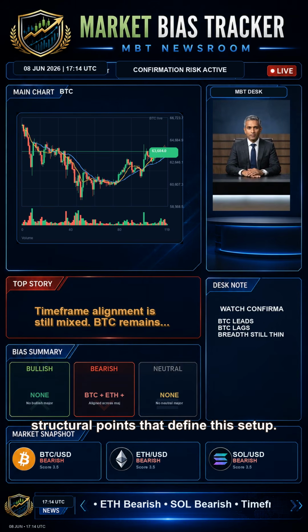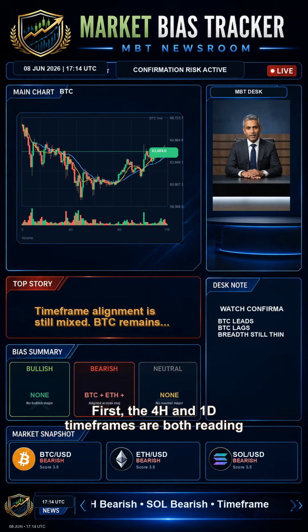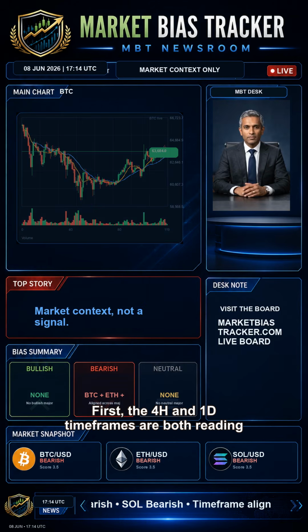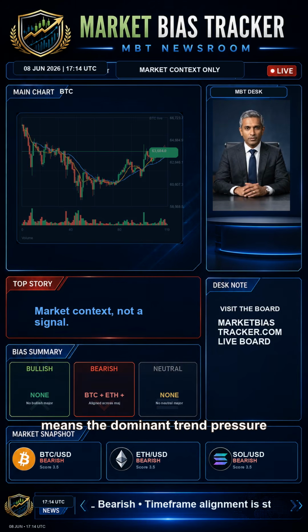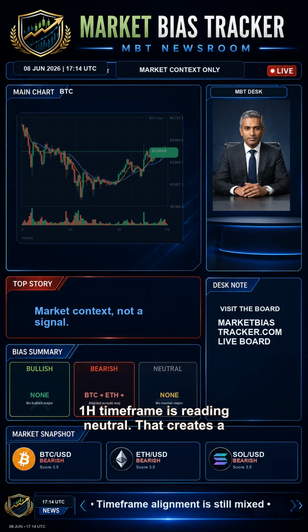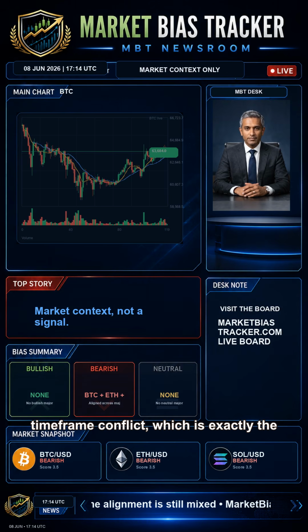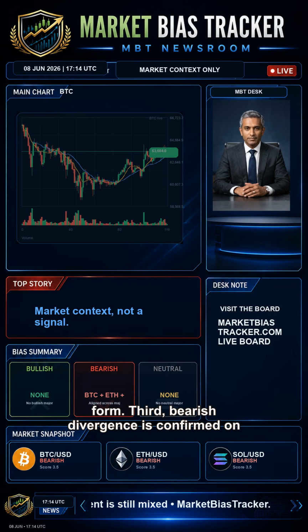Here are 5 structural points that define this setup. First, the 4H and 1D timeframes are both reading bearish. That is a 2 timeframe bearish alignment, which means the dominant trend pressure is still pointing lower. Second, the 1H timeframe is reading neutral. That creates a timeframe conflict, which is exactly the condition where trap setups tend to form.